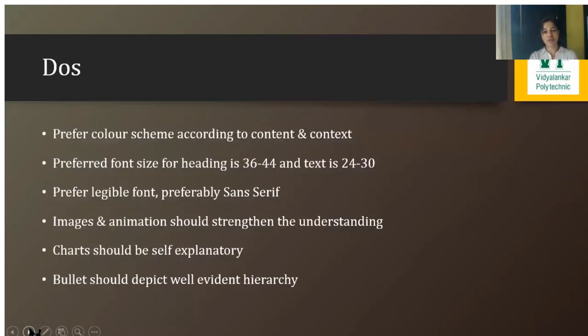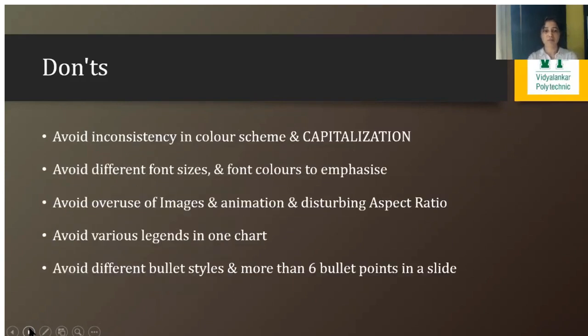When I'm talking about the do's and don'ts, font size for the headings should not go beyond 36 to 44, and for text or subtopics, it should not go beyond 24 to 30. Legible fonts should be used. Sans serif fonts are preferable, and images and animations that you are using should strengthen the concept and understanding, and should not distract from the main content. That's why we have to be very careful while choosing these things.